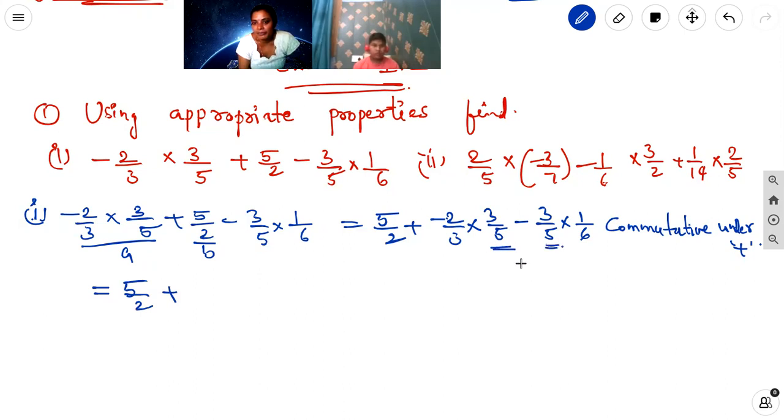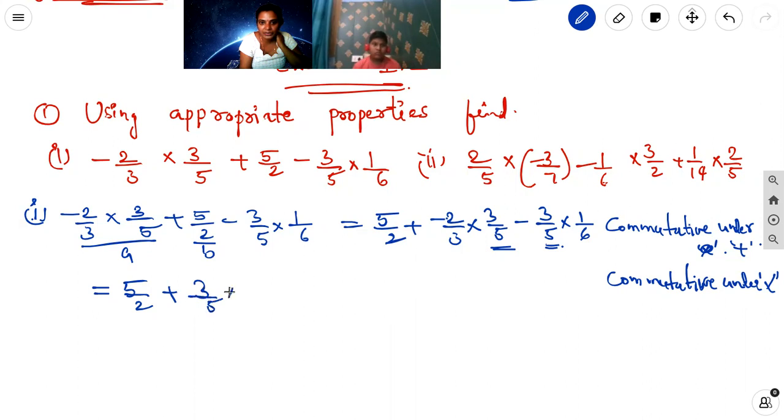But how we are taking common means, again we can apply the commutative property under addition and also under multiplication. Commutative under multiplication. So this is exchange. We can write it as 3 by 5 into minus 2 by 3 minus 3 by 5 into 1 by 6.